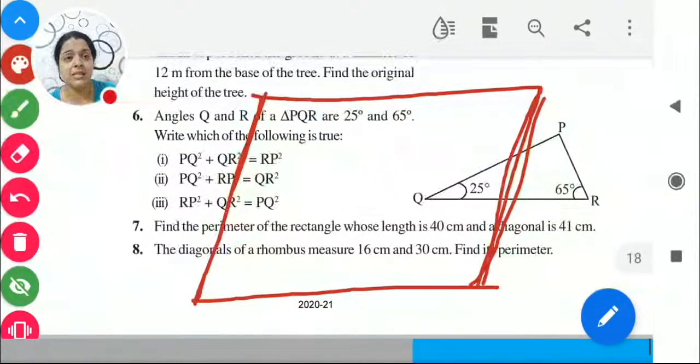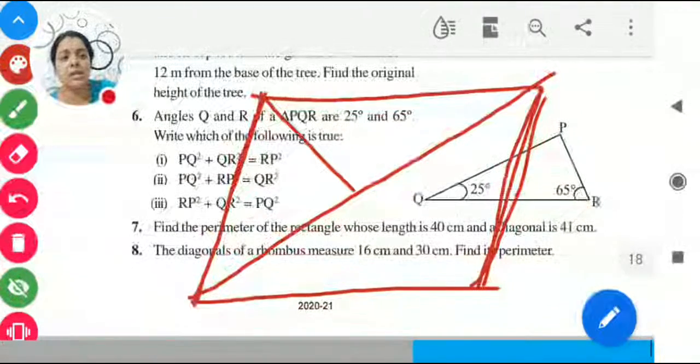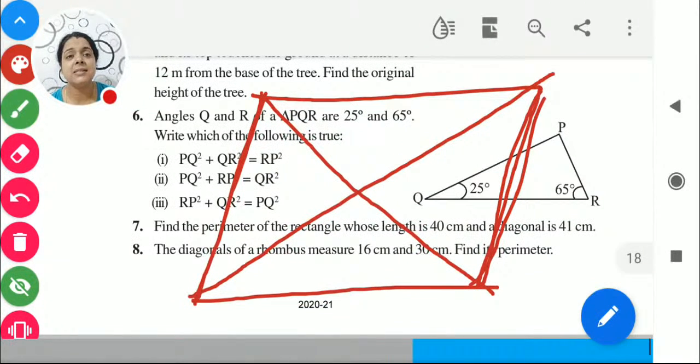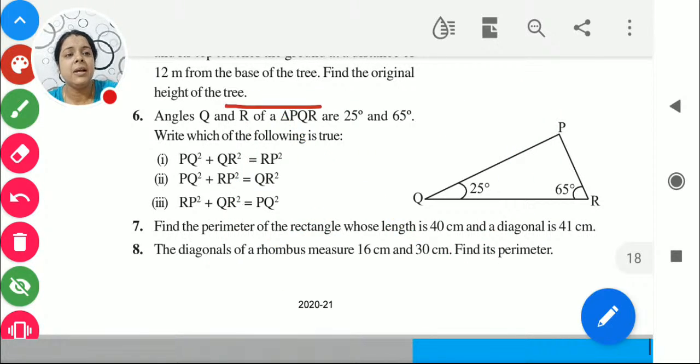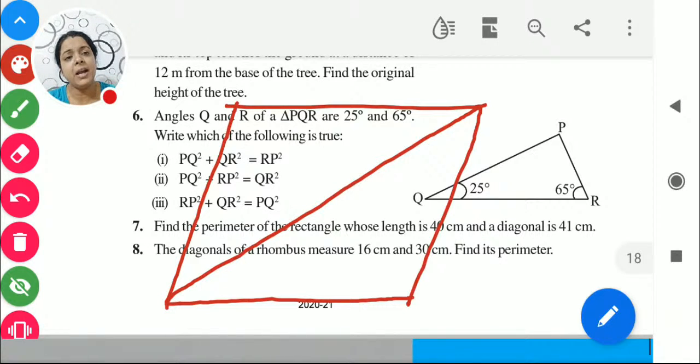Okay, diagonals. Remember one thing: this is the property of the diagonals of a rhombus, that they always meet in the center, which means they divide each other into half. This is the basic property of a rhombus. For example, I take one diagonal here. When you draw the other diagonal, it will divide it into two equal parts.